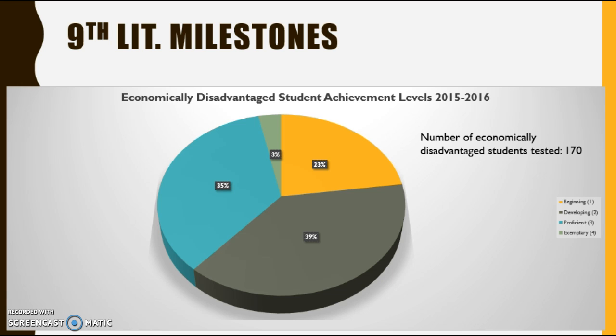You'll see that these students, the low SES students, are more likely to score in the developing range, which is the gray right here, even though the proficient range is where we have most of our students scoring overall. So the low SES students are primarily scoring here and even here.